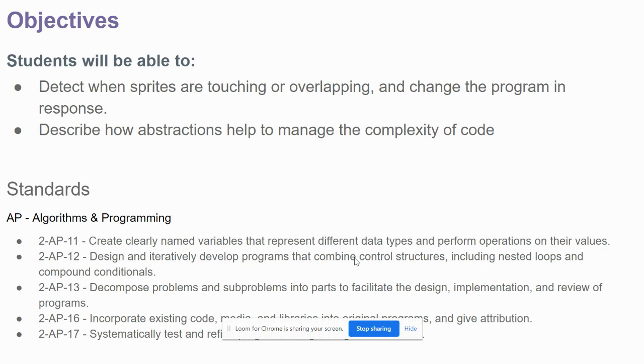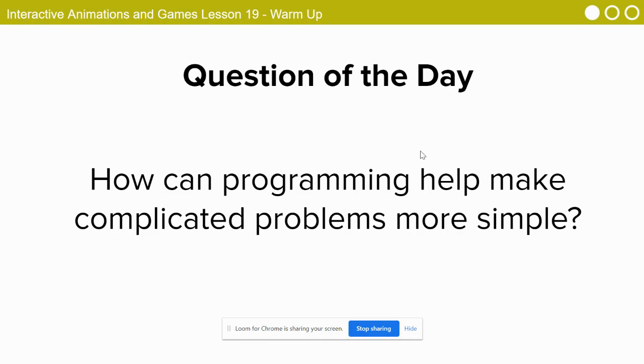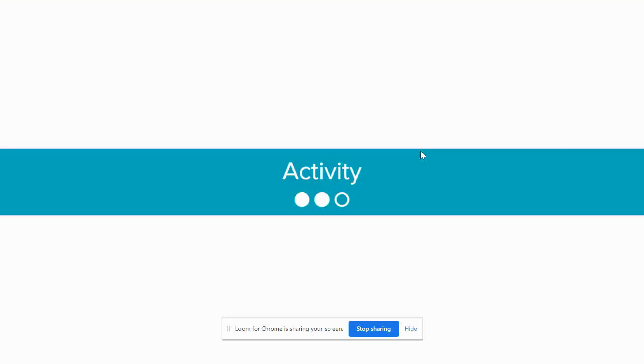While you're thinking on that, I'm going to go ahead and talk about our objectives for today. You will be able to detect when sprites are touching or overlapping and change the program in response to that. You'll also describe how interactions help to manage the complexity of code. Remember, we just did an abstraction with the velocity. Really, that velocity code is just the counter pattern, right? Now we're going to get some more abstractions that are going to help us out. So, another question of the day: how can programming help make complicated problems more simple?